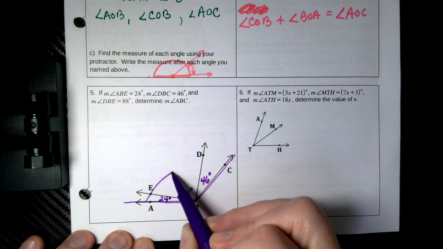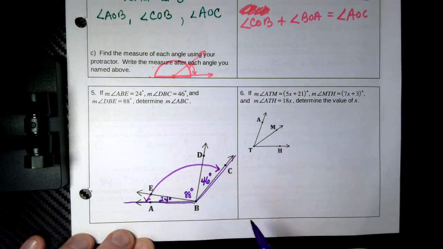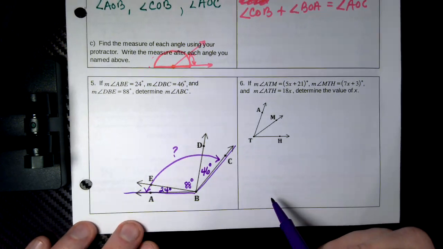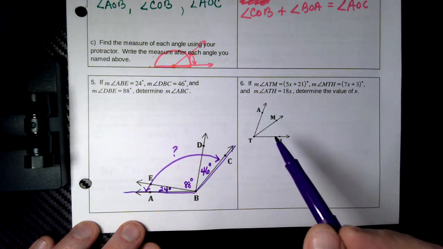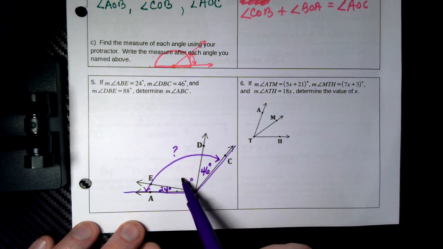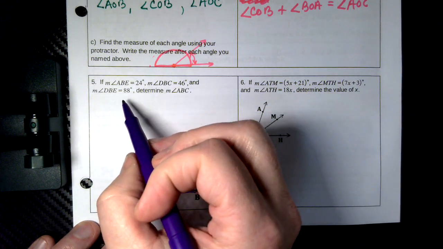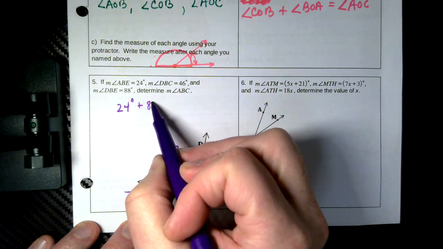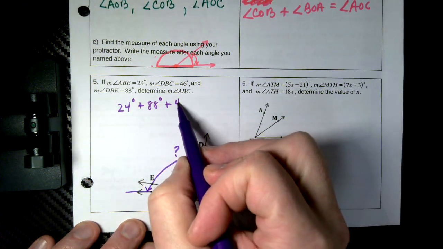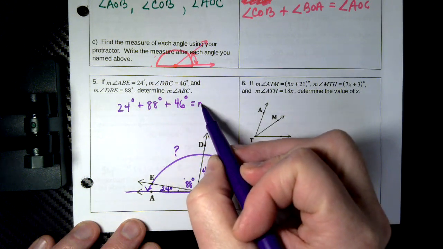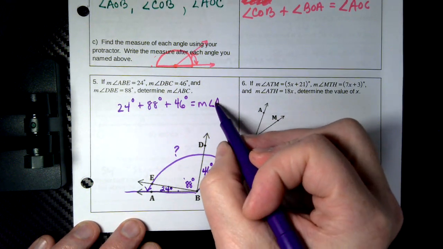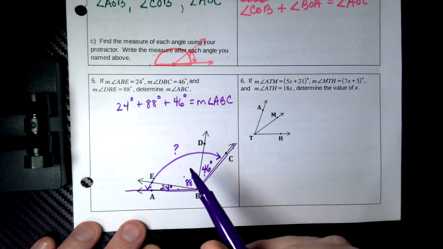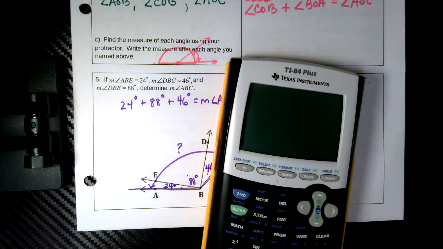So it would mean from here, how many degrees is it to go from here to here? That's what we have to figure out. So take a minute, try to figure it out on your own. Pause it if you'd like. But it's this angle plus this angle plus this angle in addition. So it'll be the 24 degrees plus the 88 degrees plus the 46 degrees would equal the measure of angle ABC. The measure of angle ABC. So 24 plus 88 plus 46.